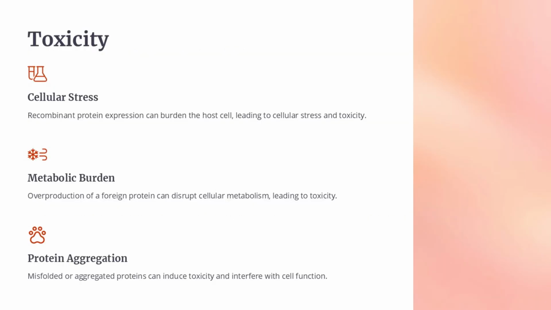Recombinant protein expression can be a burden on the host cell, leading to cellular stress and toxicity. Overproduction of a foreign protein can disrupt the cell's normal metabolic processes, resulting in toxicity. Misfolded or aggregated proteins can induce toxicity and interfere with the cell's normal functions. It's important to carefully manage protein expression levels and folding to minimize the risk of cellular toxicity. Strategies like optimizing expression conditions, improving protein folding, and reducing metabolic burden can help mitigate toxicity issues.